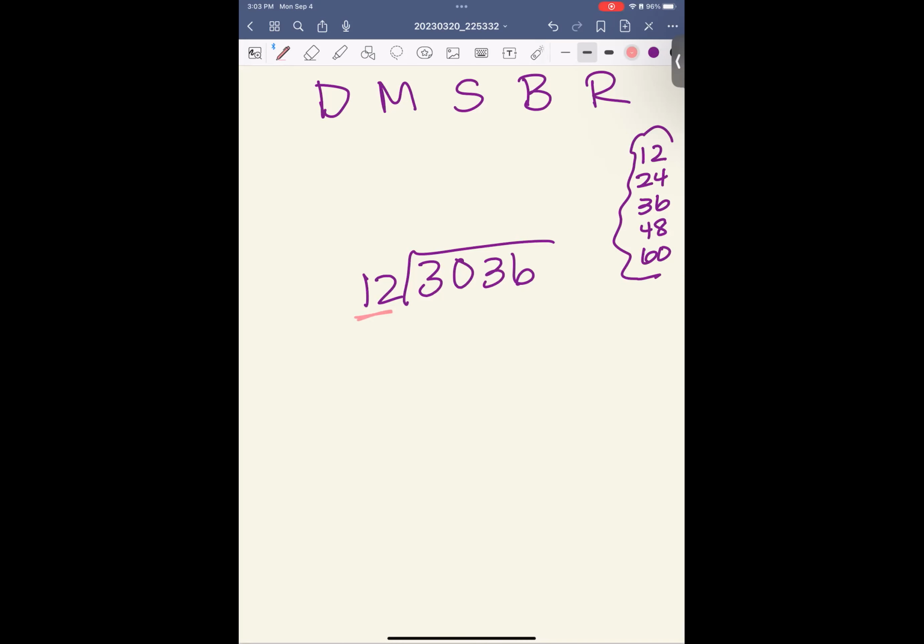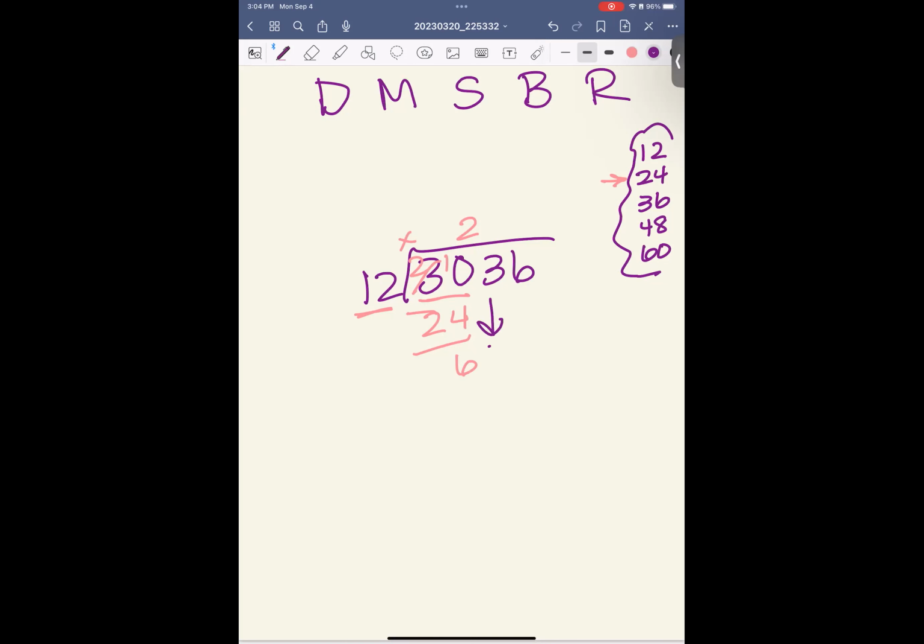Remember that these digits stay together, so I'm taking groups of 12. How many groups of 12 can I take out of 3? I can't, but I can take it out of 30. I can take out 2. Right here, the second number is 24. 2 times 12 is 24. When I subtract, I'm left with 6. Is 6 smaller than 12? Absolutely. I can bring down my next digit.